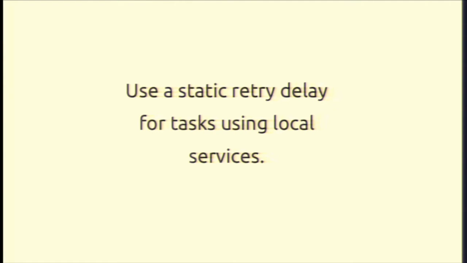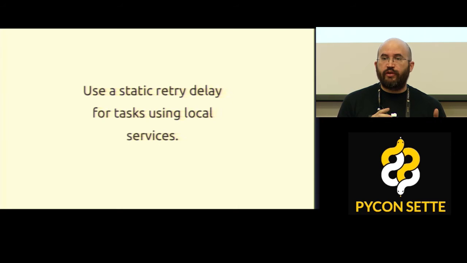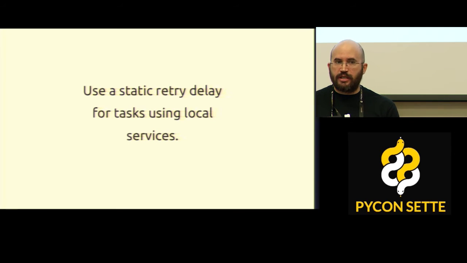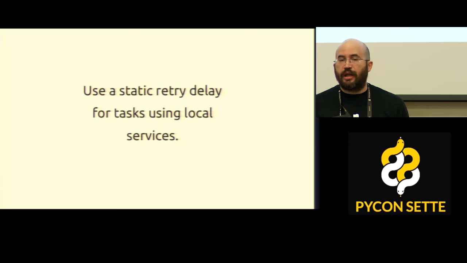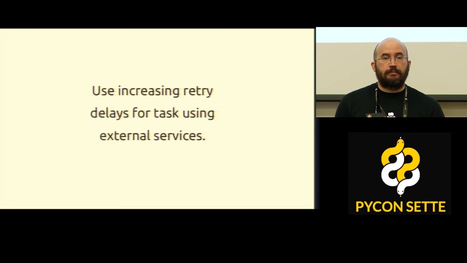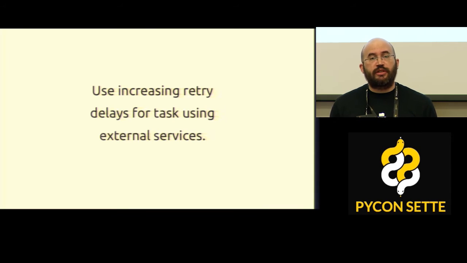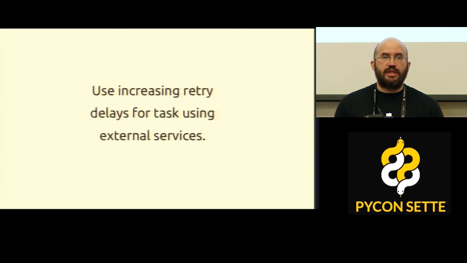Retries. You can also program your task to retry whatever they were doing if there's an error. In this case, what we found works best is that you use a static configurable amount of delay if your task is using local resources, or a SMTP server that you control, for example. Then you can use a single static retry. So 5 seconds, and if it fails, 5 seconds later, it will retry. But if you're using an external service, use increasing timeouts.